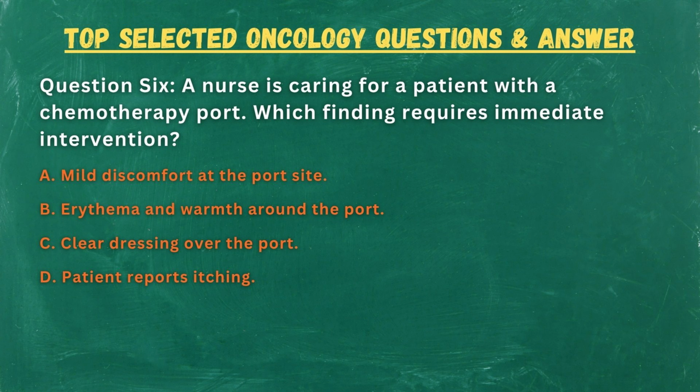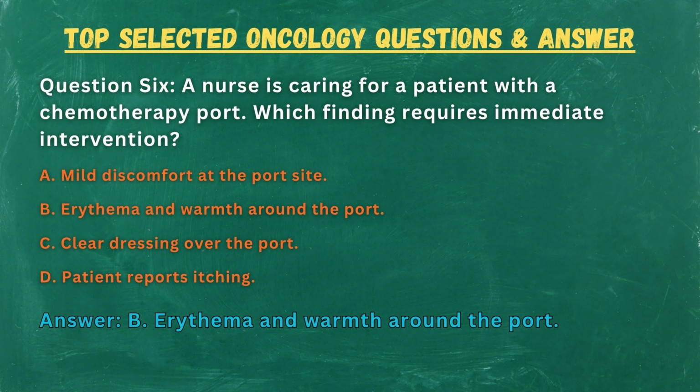Question 6. A nurse is caring for a patient with a chemotherapy port. Which finding requires immediate intervention? A. Mild discomfort at the port site. B. Erythema and warmth around the port. C. Clear dressing over the port. D. Patient reports itching. Answer. B. Erythema and warmth around the port.